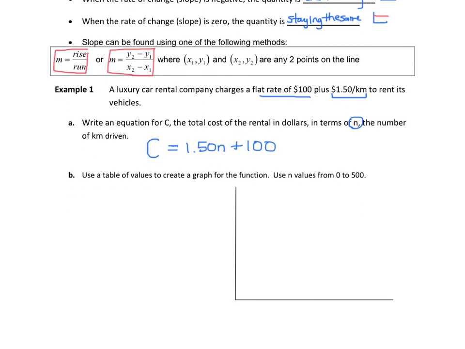Now it says use a table of values to create a graph for this function using n values from 0 to 500. So when we create our table, whichever quantity we're putting on the x-axis, which in this case would be number of kilometers, goes on the left side of the table, okay, and then cost would be on the right. So 0, let's go up by hundreds, since we're going up to 500.